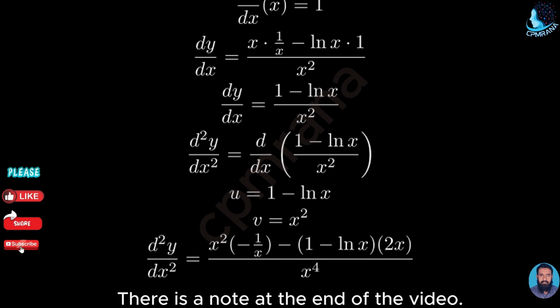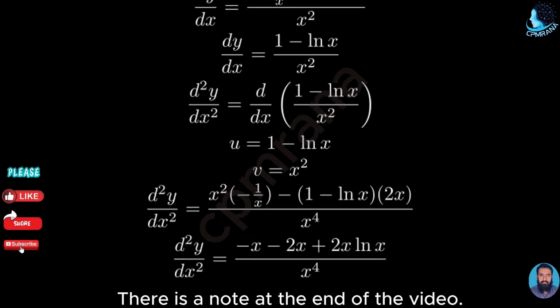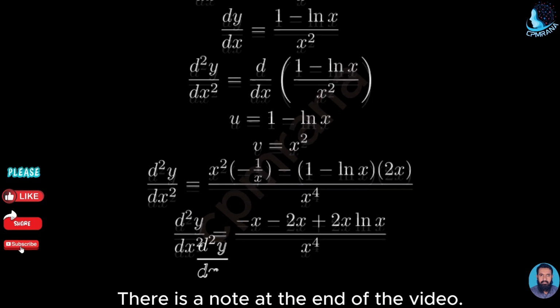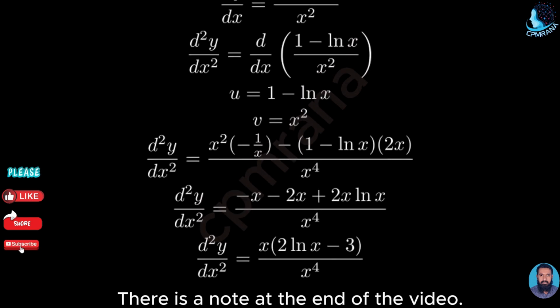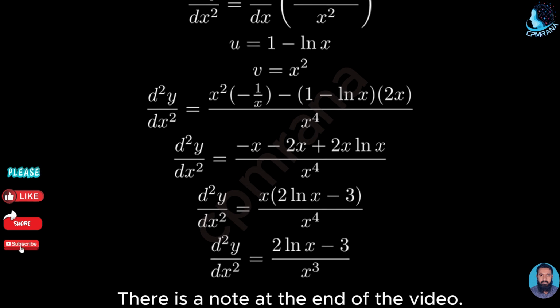Let's simplify this step by step. First, x squared times negative 1 over x equals negative x. Then, distributing the 2x gives us negative 2x plus 2x natural log of x. Combining like terms in the numerator gives us x times 2 natural log of x minus 3.